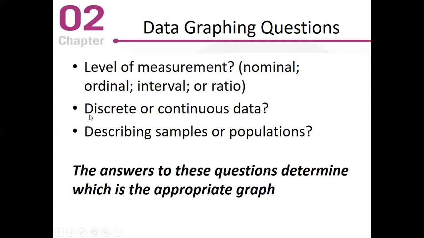Is your data discrete? Do you have black and white categories or black and white values where a person is either in one or the other? Or do we have continuous data? Does our data contain decimal points? Are we talking about samples or populations? The answers to these questions are going to determine what kinds of tables and graphs you should be using.